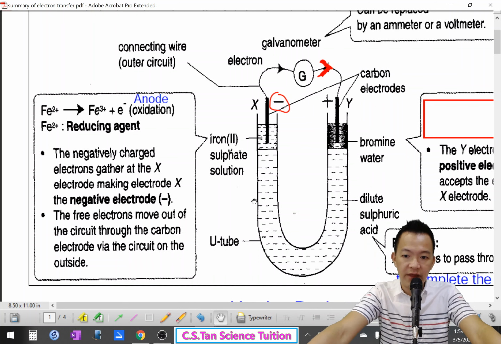Iron 2 and bromine have the reaction by using the method called U-tube redox. Iron 2 loses electrons to become iron 3. Losing electrons, this is the negative terminal. How about bromine? Bromine gains the electrons and finally becomes bromide. Because it gains electrons, this is the positive terminal. And in the exam, they like to ask you to draw this arrow. Easy. 2 becomes 3, oxidation. 0 becomes negative 1, reduction.